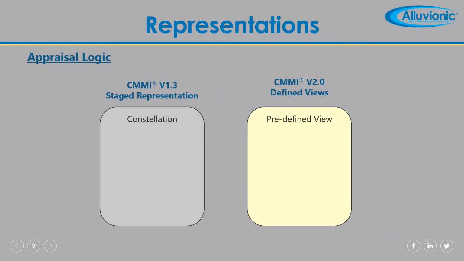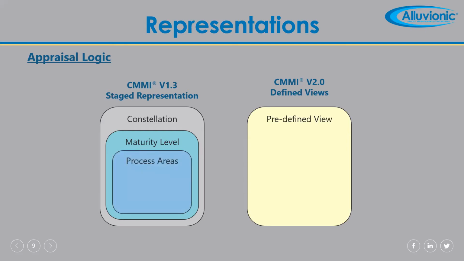And the logic here starts with the selection of the desired constellation. In our example, and example throughout the presentation, we'll use the development constellation. The firm then decides which maturity level they want to achieve. Now, from there, the stage representation groupings automatically determine what specific set of process areas will be addressed and their relevant specific goals and practices.